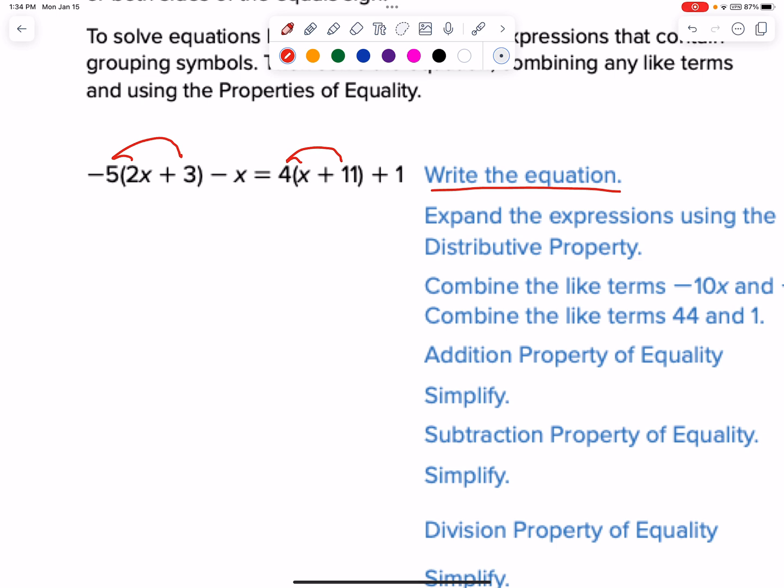So we have a negative 10x plus negative 5 times 3 is negative 15 minus x. Again, I like putting the 1, the coefficient there. Just helps my brain think. And then we have 4x plus 44 plus 1. Okay, so everything expanded out. We got rid of all of our parentheses, and so now we can start using SAD-MERG to solve for the variables.